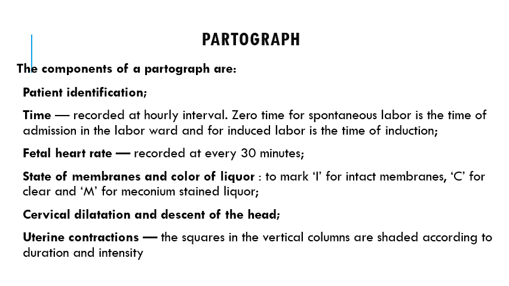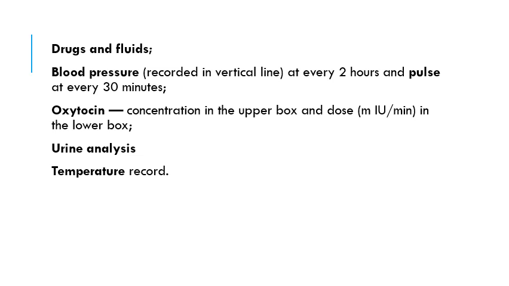Fetal heart is to be plotted at intervals of every 30 minutes. Then state of membrane and color of liquor, already I have mentioned: I for intact membrane, C for clear liquor and M for meconium stained liquor. Cervical dilatation and descent of the head I have shown you. Then uterine contractions I have shown you. Drugs and fluids, blood pressure every 2 hourly, pulse at intervals of every 30 minutes. And oxytocin, urine analysis and temperature record.